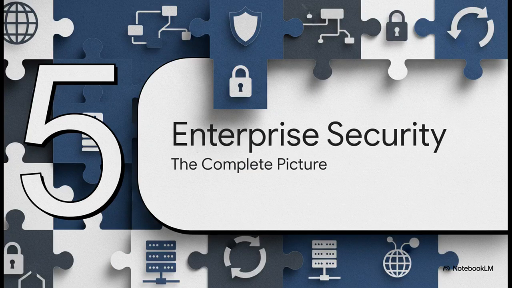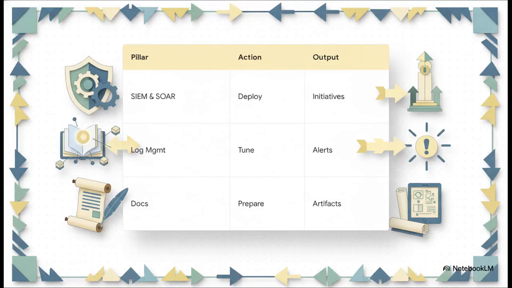Which brings us to Section 5, Designing Enterprise-Grade Security. This is where we look at the complete picture. Bringing this whole thing together, it really maps your day-to-day actions directly to your end results. Across the three pillars, SIEM and SOAR, log management, and documentation, your specific actions of deploying, tuning, and preparing are what actually generate those required outputs. Solid security initiatives, highly precise alerts, and crystal clear design artifacts don't just happen by magic. Your actions across all three of these domains directly produce the enterprise-grade security monitoring solutions you are mandated to build. You literally cannot have the final output without mastering the action within each and every pillar.